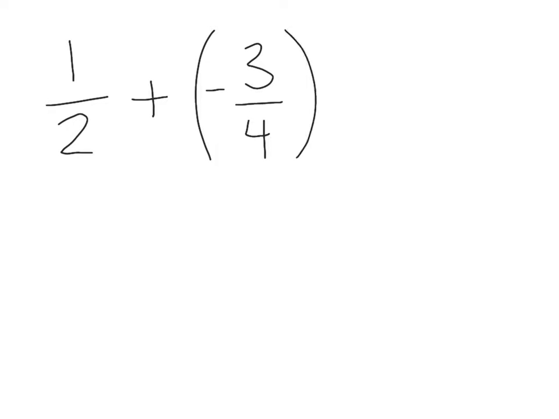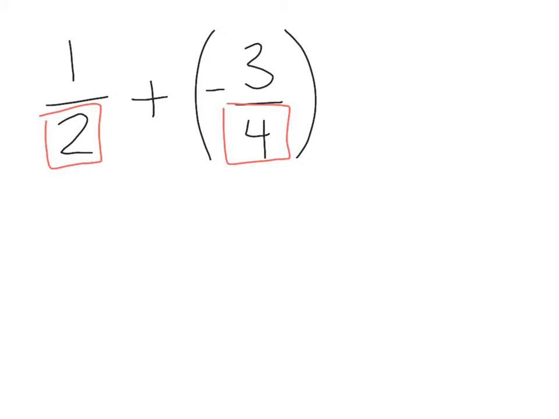The first one that we're going to look at is 1/2 plus -3/4. Now, unlike the last video we did, if I take a look at my denominators, they're different this time. So before I even take a look at bubbles or wars and parties and all of that goodness, I'm just going to get a common denominator.